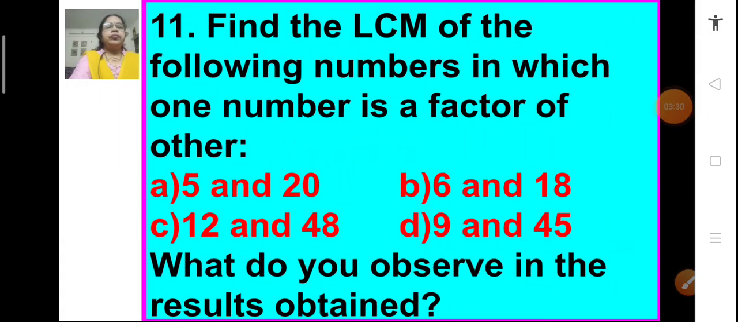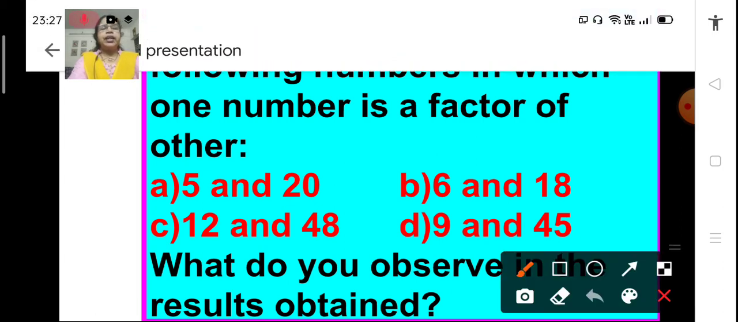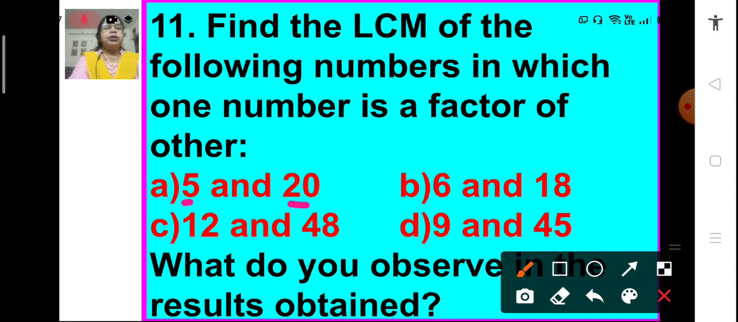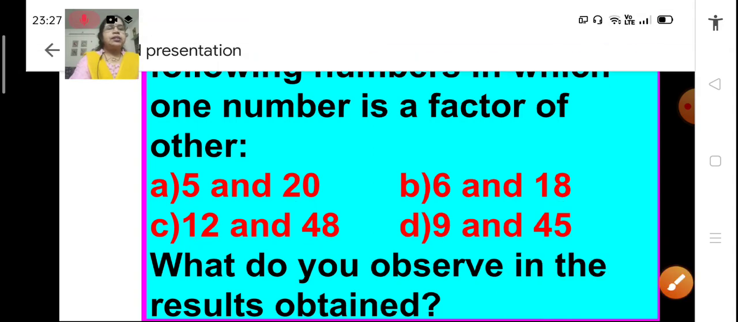So problem 11. Find the LCM of the following numbers in which one number is the factor of the other. So here we have to find the LCM of the numbers where one number is the factor of the other number, isn't it? Here we can see 5 is the factor of 20. Similarly, 6 is the factor of 18, and for the other numbers also, 12 is the factor of 48 and 9 is the factor of 45. So we have to find the LCM of these numbers and observe a property in the LCMs obtained. So let's start solving this.